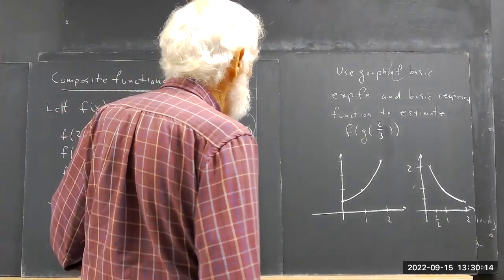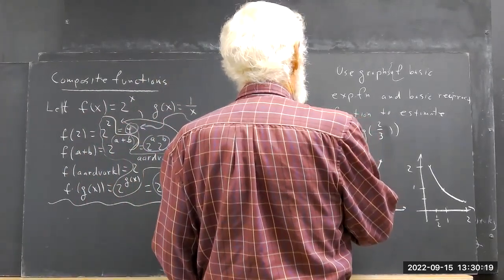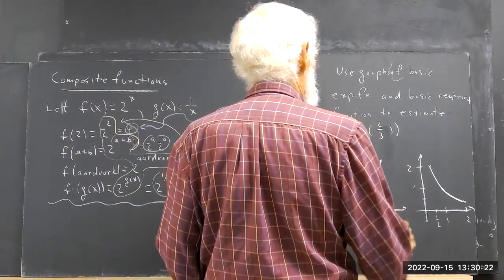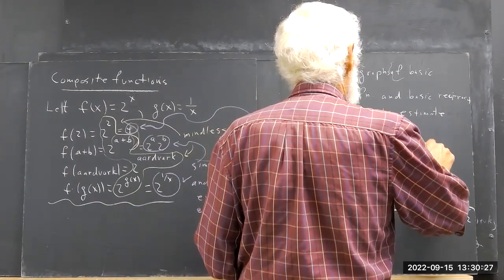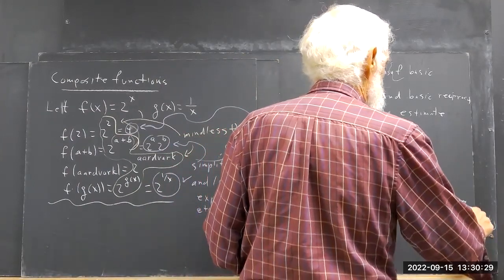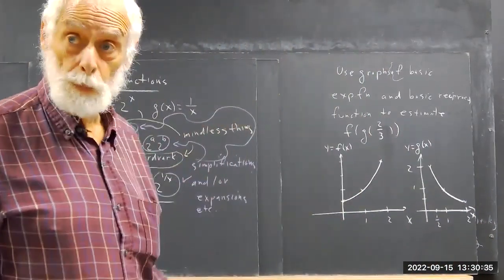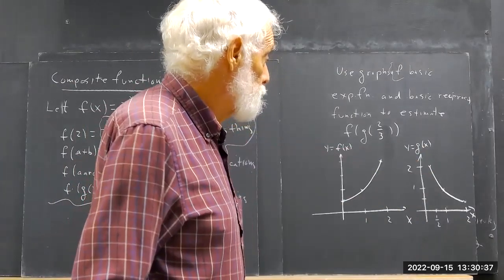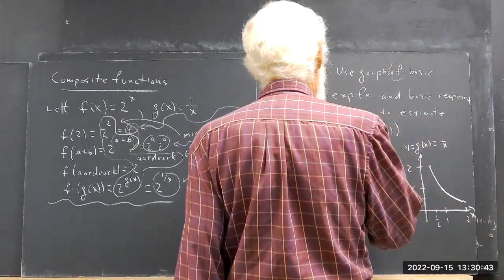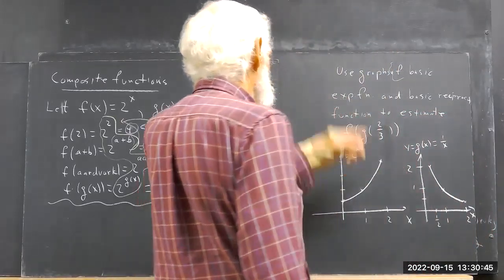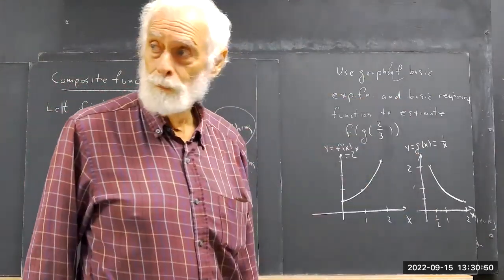Okay, so how are we going to get f of g of 2/3? Well, here's our graph of y equals f of x versus x. And here's our graph of y equals g of x versus x. So you really want to label your graphs differently, so you know which graph is which, writing y equals g of x, 1 over x. That's probably a very good idea. And write that this is 2 to the x. So now we're doing f of g of 2/3.